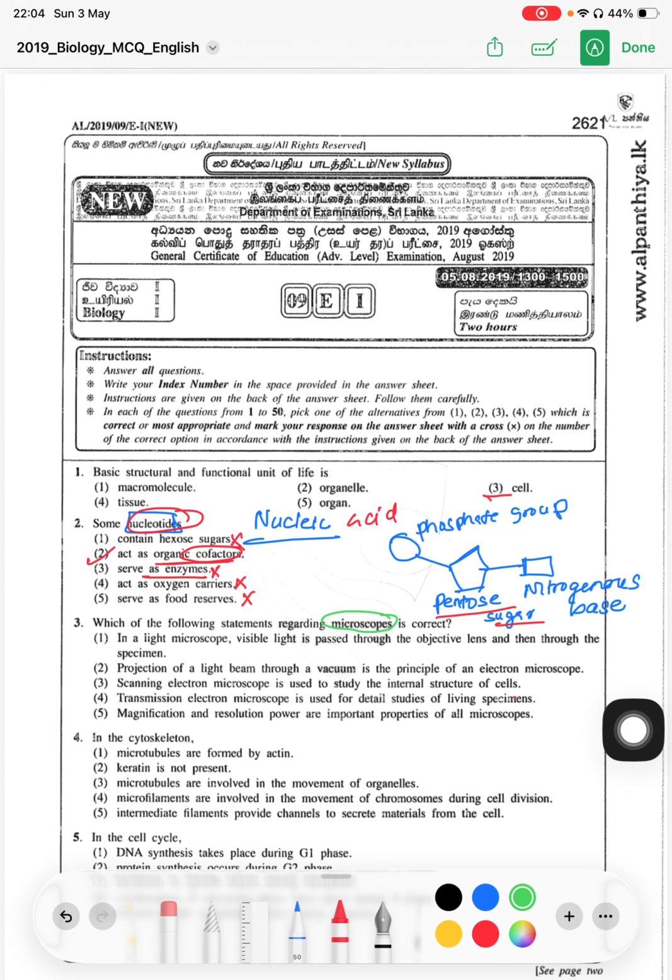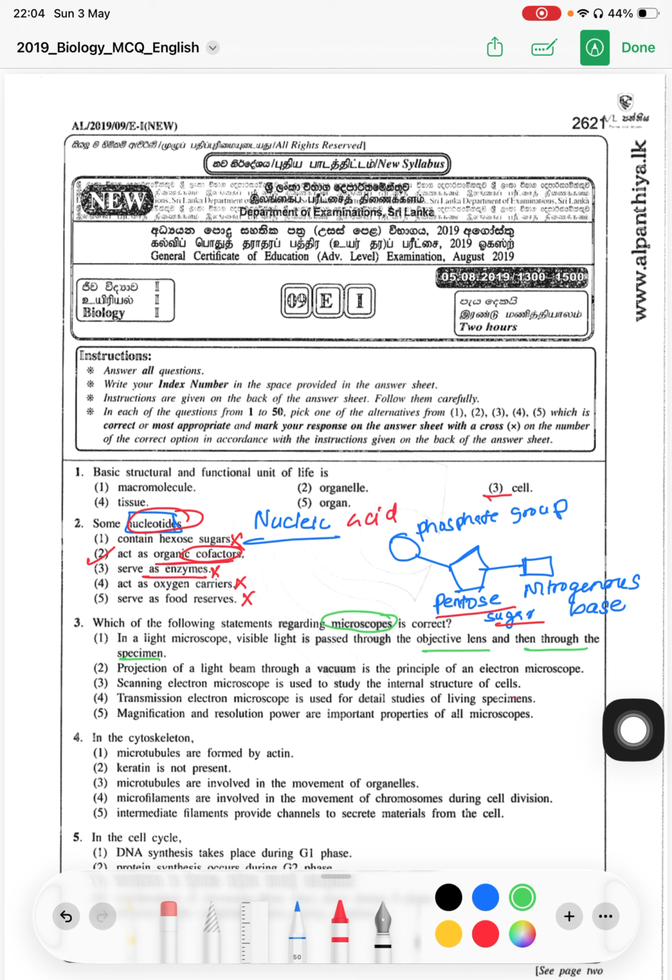Not in recent papers like 2025, I don't remember, but mostly in most of the papers there will be an MCQ about microscope. Let's see. Which of the following statements regarding microscope is correct? In a light microscope, normally in our school laboratories we find a light microscope, right? In a light microscope, visible light is passed through the objective lens and then through the specimen.